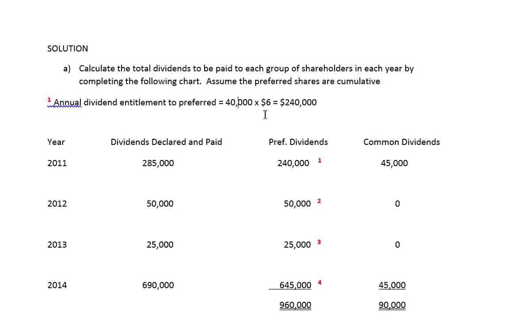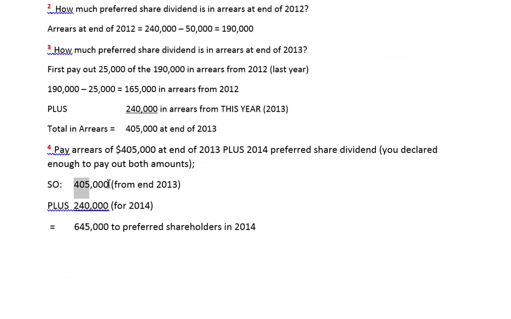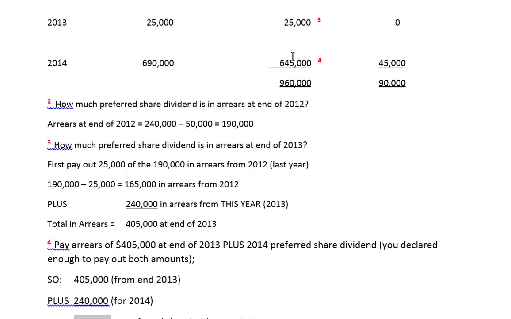40,000 preferred shares, cumulative, outstanding. They're entitled to a dividend of $6 a year, or $240,000. Well, we had more than enough after we cleared off the retro to pay the current 2014 entitlement. So we paid those guys $645,000 of the $690,000. So now the residual, or the rest, goes to the common shareholders.